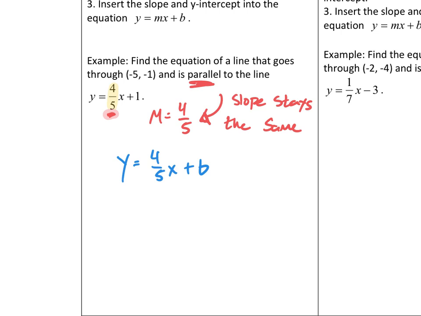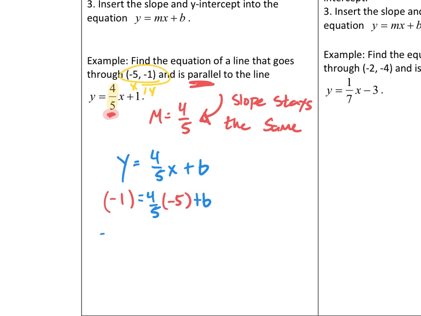No, but they did give me a point. So I want to use that point they gave me for my x and my y. So instead of being y, I would plug in -1. That is going to equal 4/5 times a -5 for x plus b. Did I lose anybody there? It's the same process when you're given a point. You've got to just plug it in.